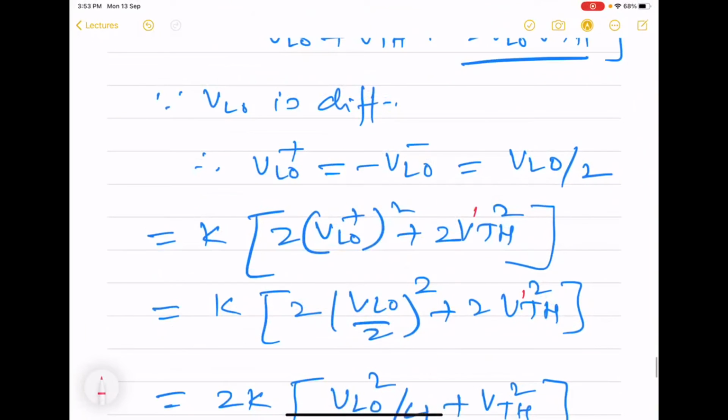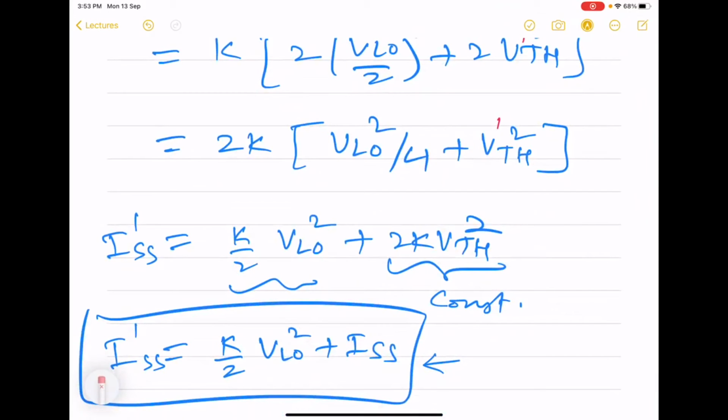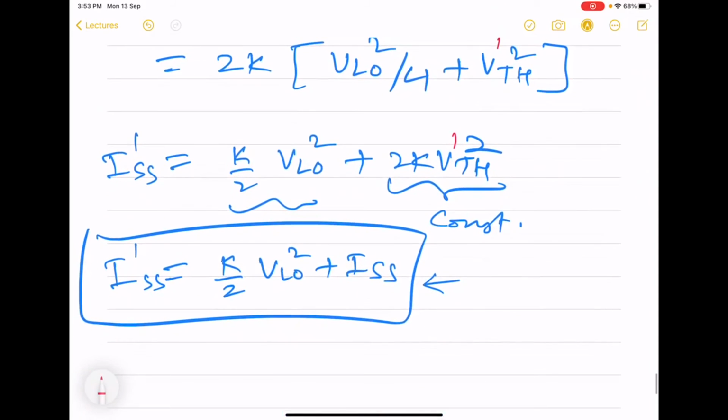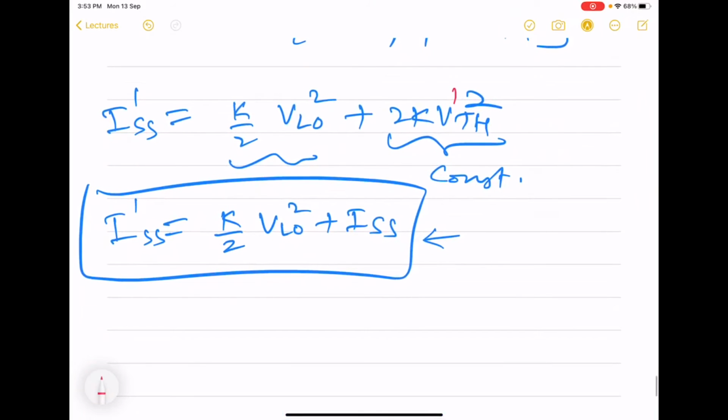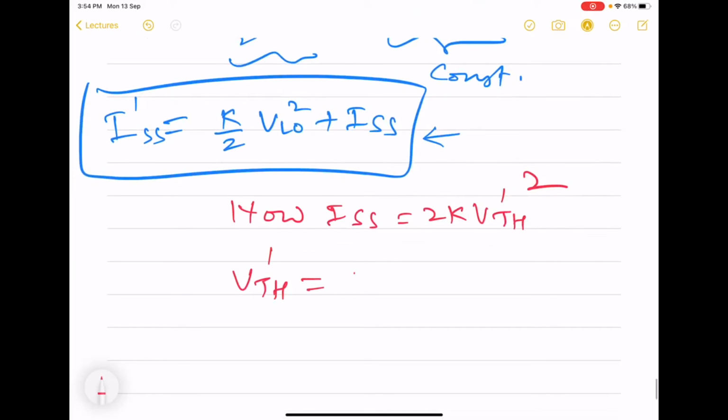So what we will get now is like this. This becomes VTH dash. So we now see that we again have constant. So now ISS is 2 into K VTH dash whole square, where VTH dash is VTH minus VCM. So using this, we can control VTH, hence we can control ISS. So modification to get a different circuit is easier.